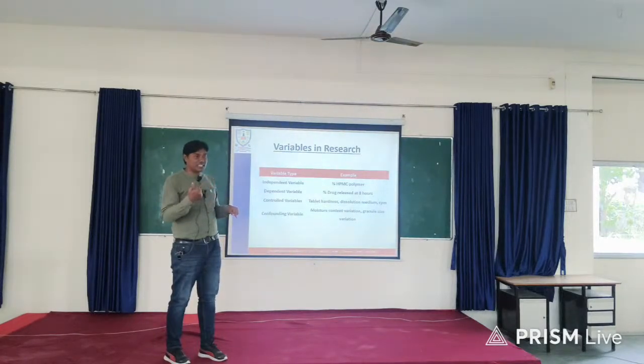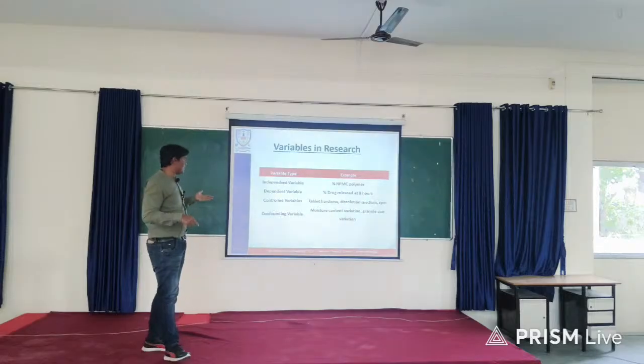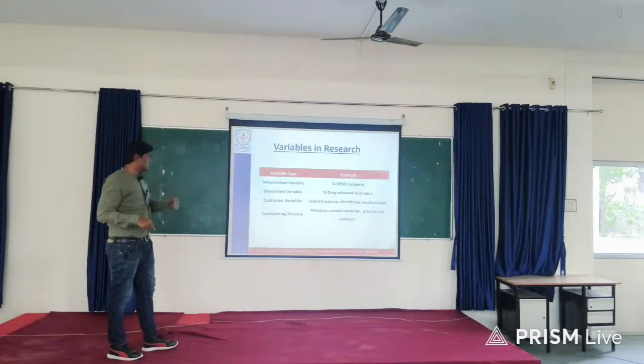Nature of the polymer is not in the hands of the experimenter. That's why it does not come under independent variable. Nature of the polymer is not in my hands, but what is in my hands? The concentration of the polymers. So hence it is an independent variable. Next, the dependent variable is percentage of drug release at so and so hour.